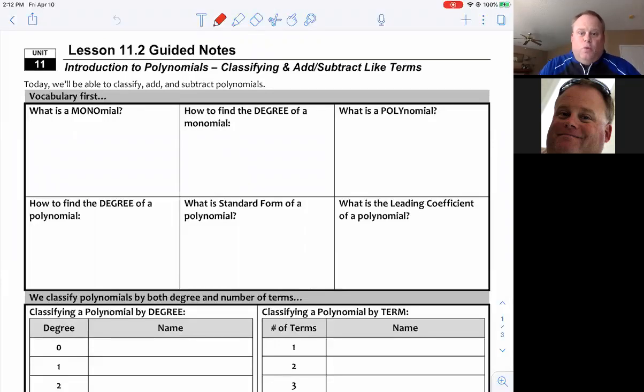Okay, welcome to week 5 of 8. Today is going to be 11.2, Introduction to Polynomials, Classifying, Adding, and Subtracting Like Terms. Okay, so a bunch of vocab today, and then some combining like terms, writing in standard form, and adding and subtracting. As we do this, we'll move forward.